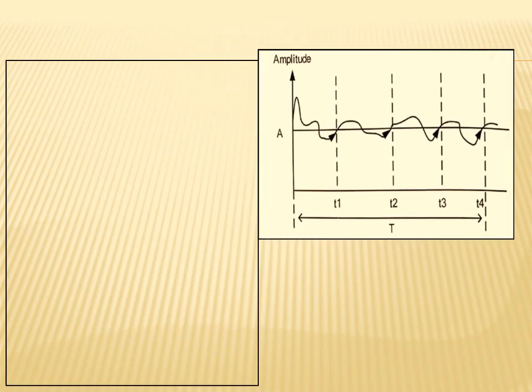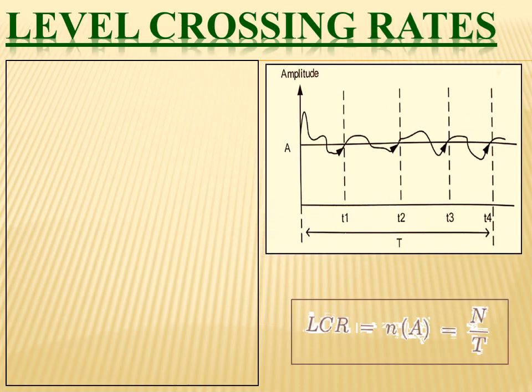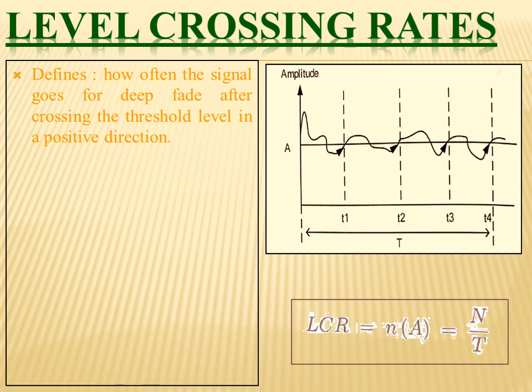In narrowband fading models, there are certain parameters such as level crossing rate. As shown in the figure, it defines how often the signal goes into deep fade after crossing the threshold level in a positive direction. The number of times it goes into the deep fade condition, the signal is lost, and it can be difficult to recover the lost information in the communication channel.